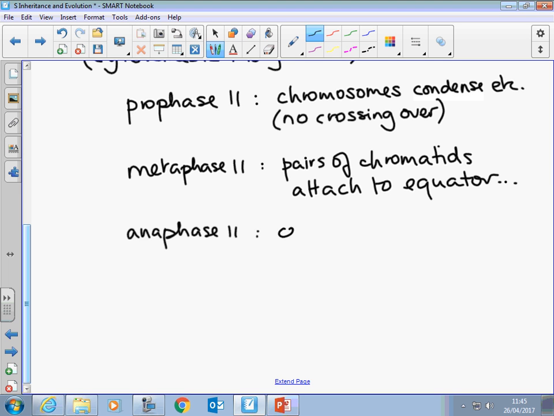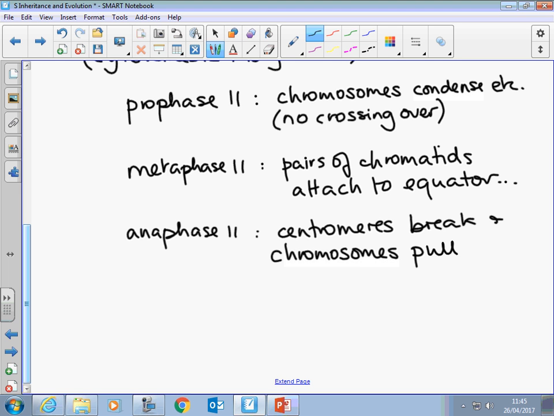Right, this is where the centromeres break, and our pairs of chromatids can now be considered to be individual chromosomes. So chromosomes are pulled to the poles, and then telophase, we can now finish this off properly.